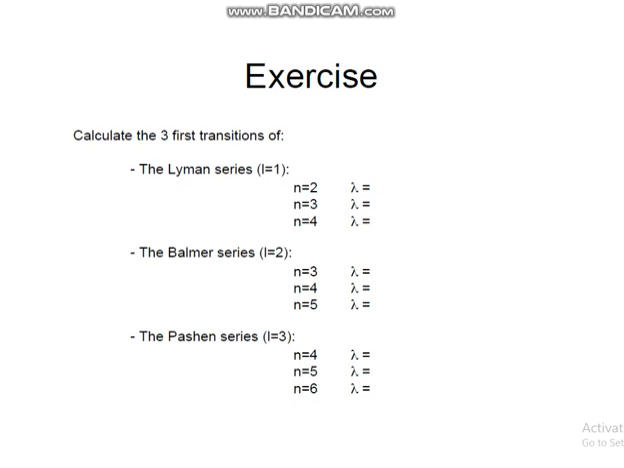And next, there is an exercise for you. The Lyman series is L equals 1, n equals 2, 3. You can calculate the value of lambda. Similarly, for the Balmer series, L equals 2, n equals 3, 4, 5. For the Paschen series, L equals 3, n equals 4, 5, 6. You should calculate the value of lambda.